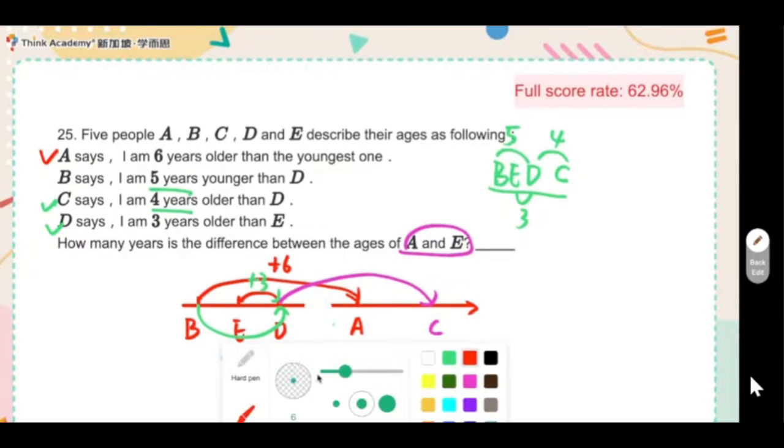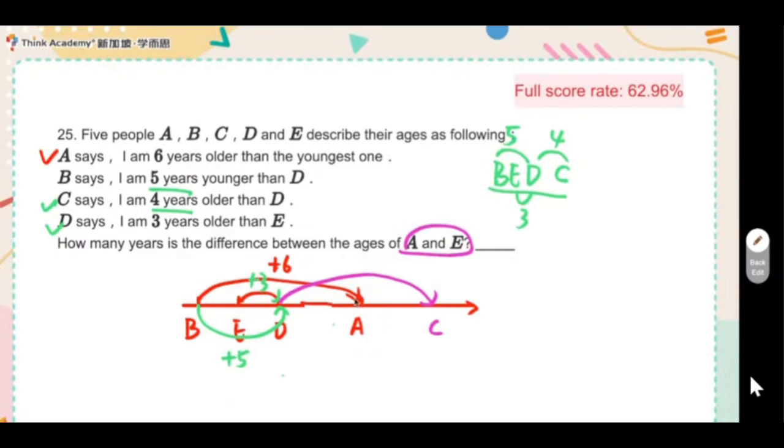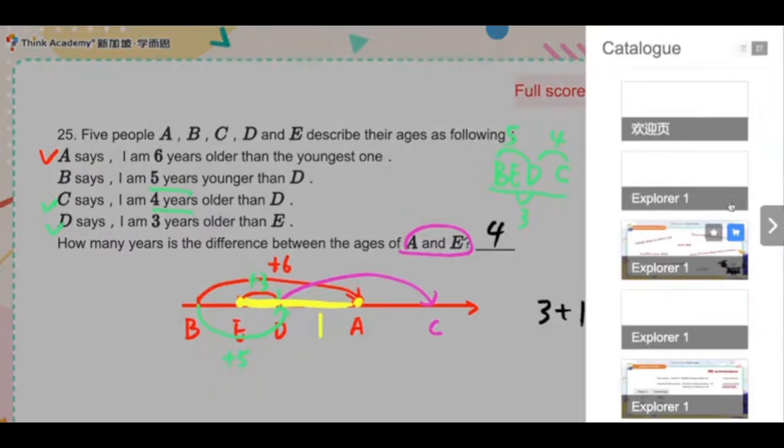Everyone, let's see. Between A and E, let me change to another color. A is here, E is here. We know that B and D, their difference is 5. That means the difference between A and D is 1, right? And then we also know the difference between E and D is 3. So the total difference here is 3 plus 1 equals 4. So this is how we solve the problem. Okay, so everyone, just use the magic arrow and solve the problem. Okay, so this is all for today's class, everyone.